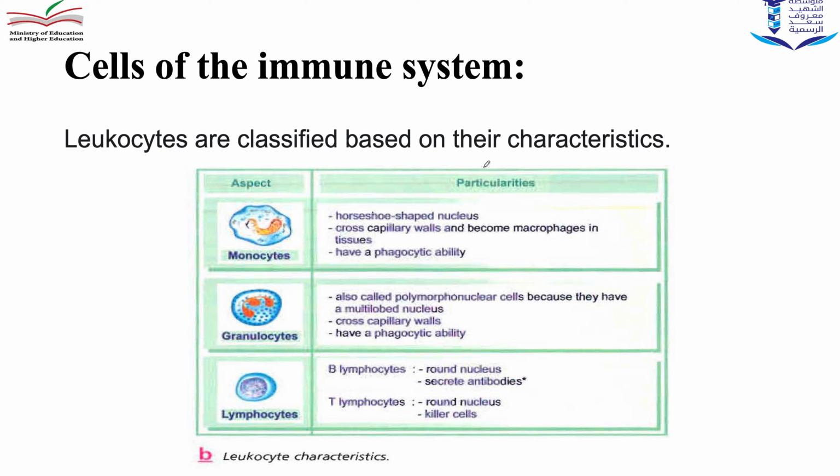Here we want to study all the types of white blood cells or leukocytes. We have granulocytes, monocytes, and lymphocytes. So how many types of white blood cells, or leukocytes, do we have? Three. You have to study monocytes, granulocytes, and lymphocytes. Look at the difference in the shape of the nucleus. Look at the nucleus in this one.